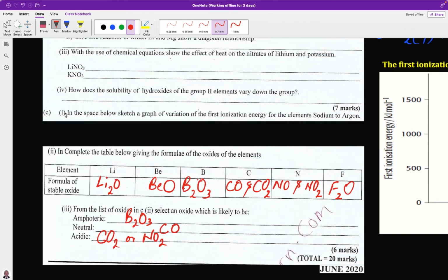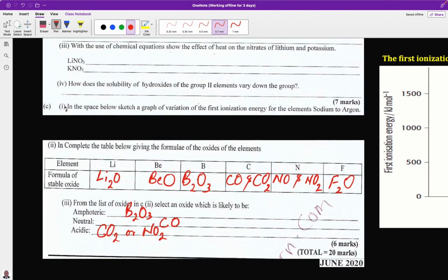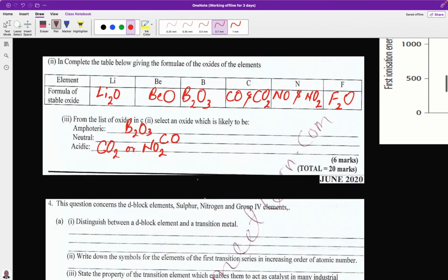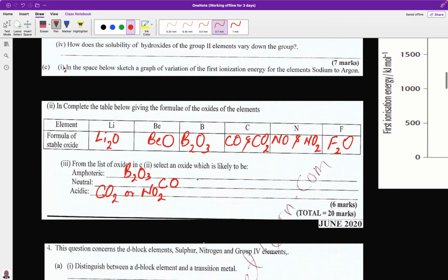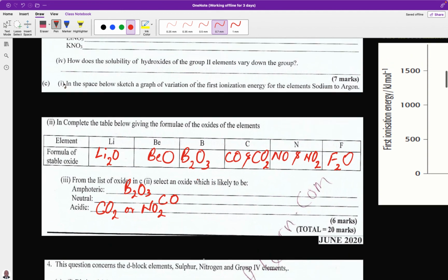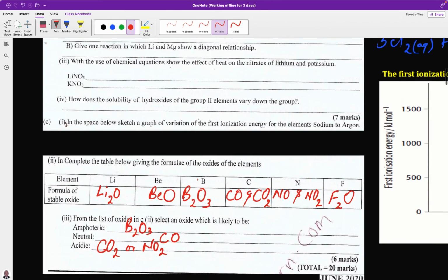Our next question will be targeting some questions on the D block elements. We will be targeting questions on the D block elements, sulfur, nitrogen, and group 4 in our next question. So thank you very much for listening.